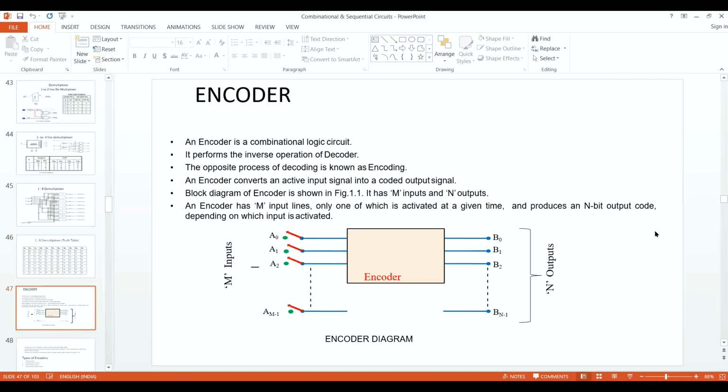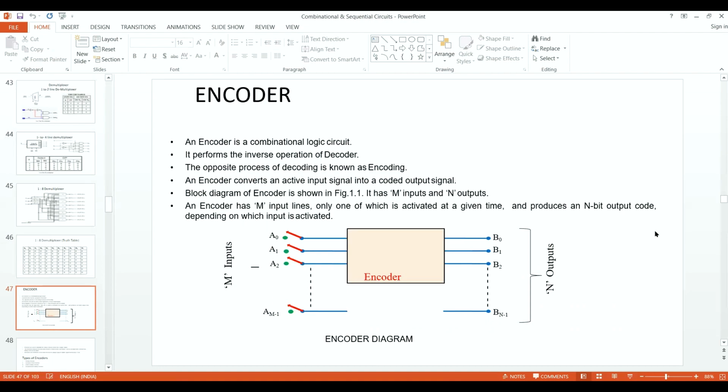Now we are going towards another combinational circuit, that is nothing but the encoder. I hope everybody is clear about adders, subtractors, multiplexers, and demultiplexers. So we are talking about the encoder. It's a type of combinational logic circuit, definitely, but it is the opposite of the decoder. We will see what a decoder is all about. So we're talking about encoding and decoding.